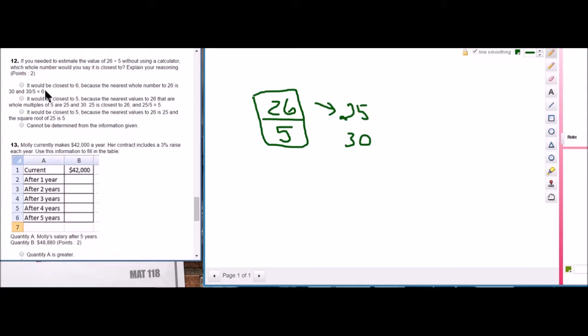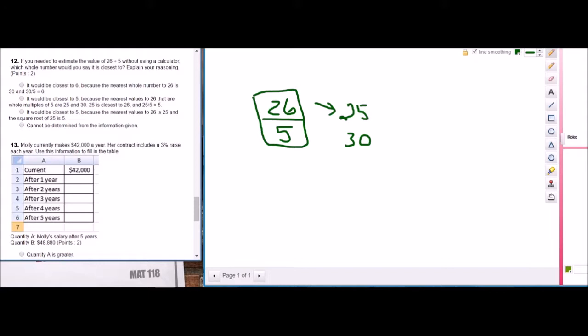So let's take a look at these answers. It would be closer to 6. No, closer to 5. All right, so we're looking at these two, because the nearest values of 26 that are multiples of 5 are 25 and 30. 25 is close to 26. It will be close to 5 because the nearest value of 26 is 25, and the square root of 25 is 5.